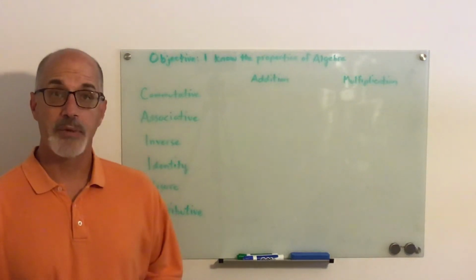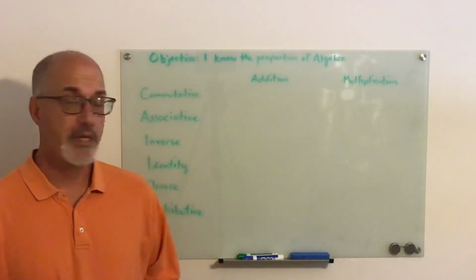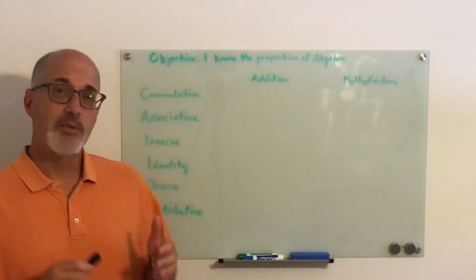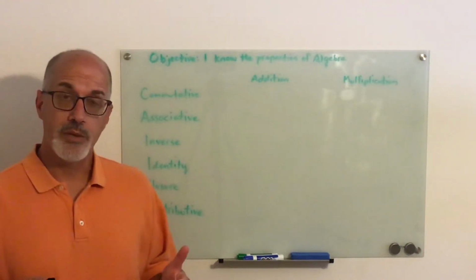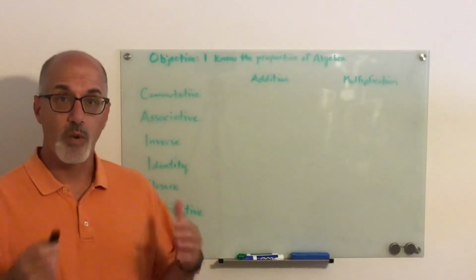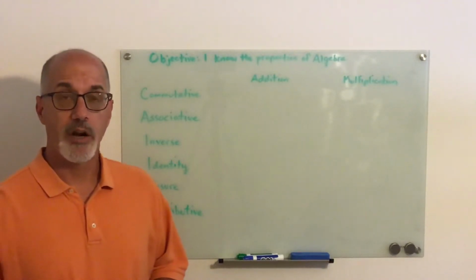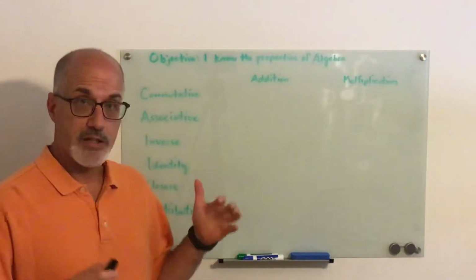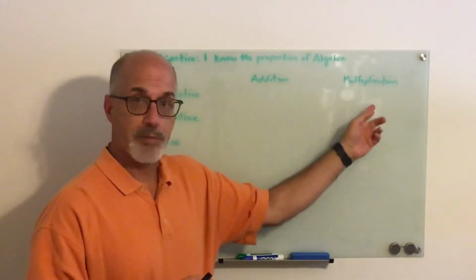This lesson is about the properties of algebra. So our objective is: I know the properties of algebra. These will be the rules that we can use to simplify things and work with numbers in our algebraic class. Now, I'm going to talk about each of these in addition and using multiplication.